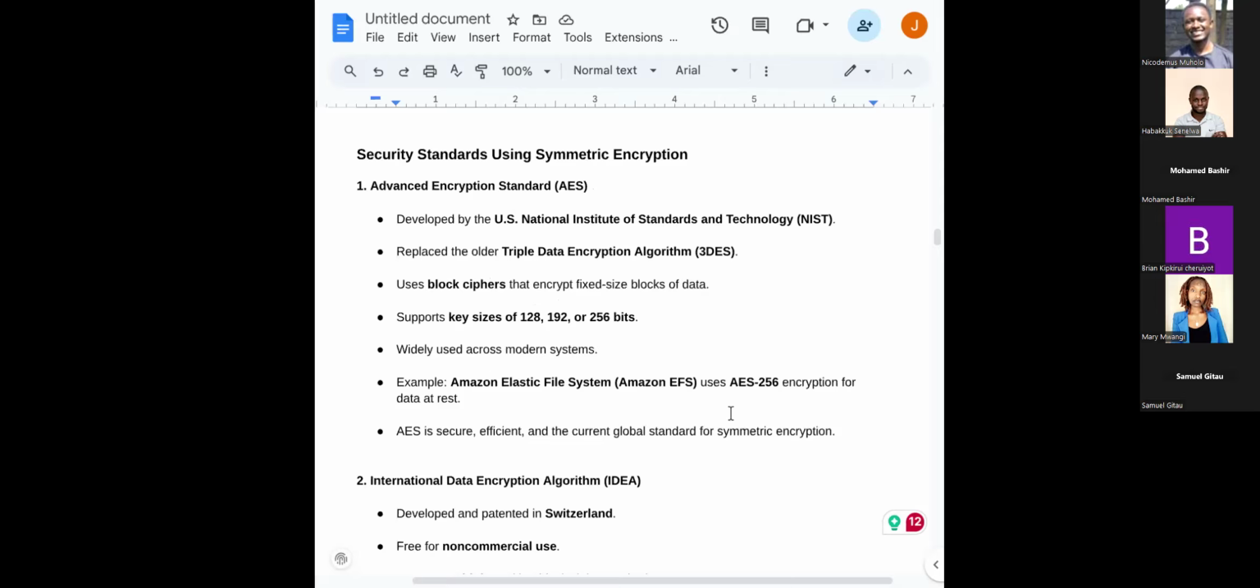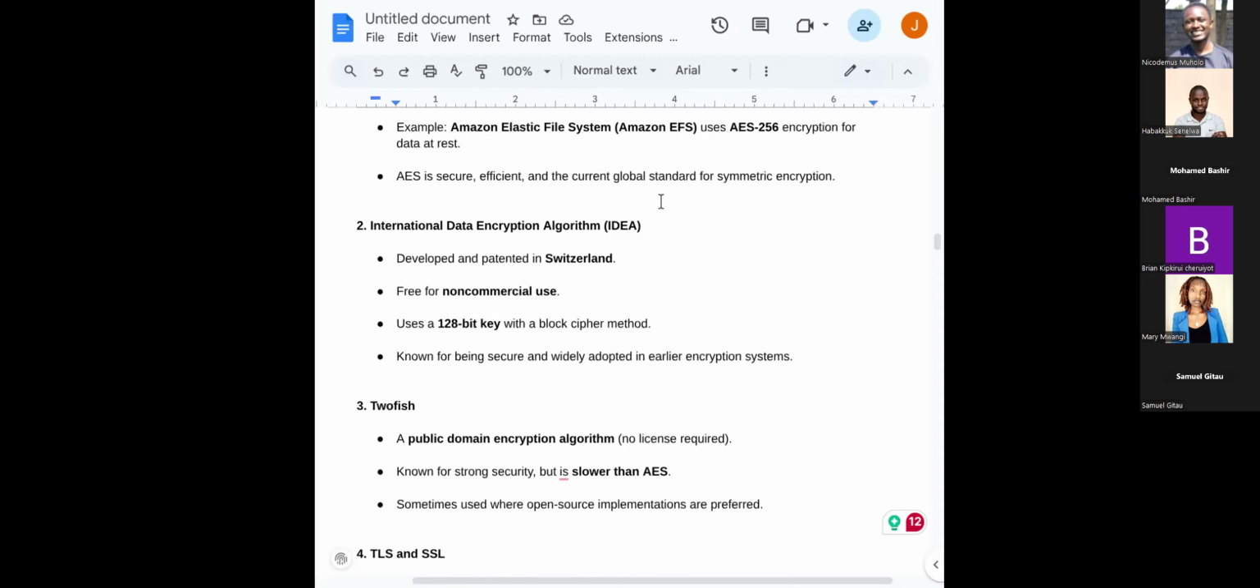Amazon EFS, you'll see that it uses AES 256. You might actually realize that some of your drives as well, if you check some of the properties on your hard drives, for the files, they actually use AES 256. I don't know why, but it is most commonly used in files.